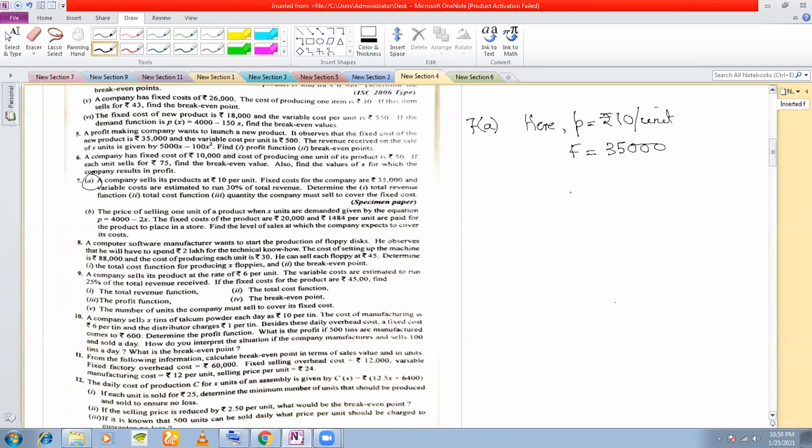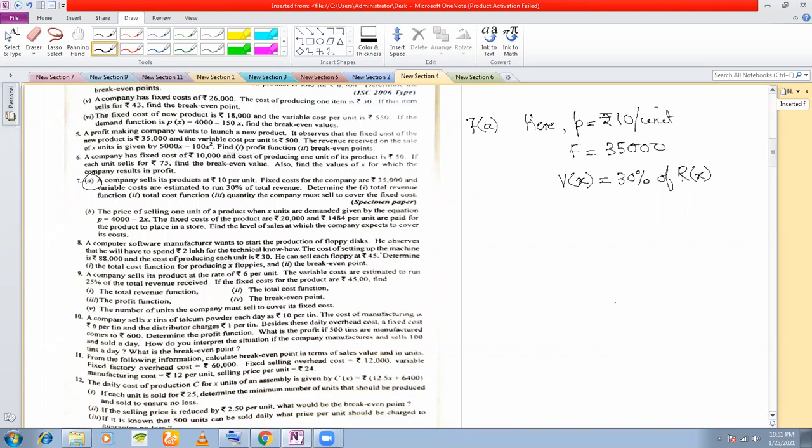And variable cost, Vx, is given to you as 30% of the revenue function, total revenue Rx. Understood? 30% of Rx, because revenue is also a function of X. Fine. Now let us determine the cost function first.